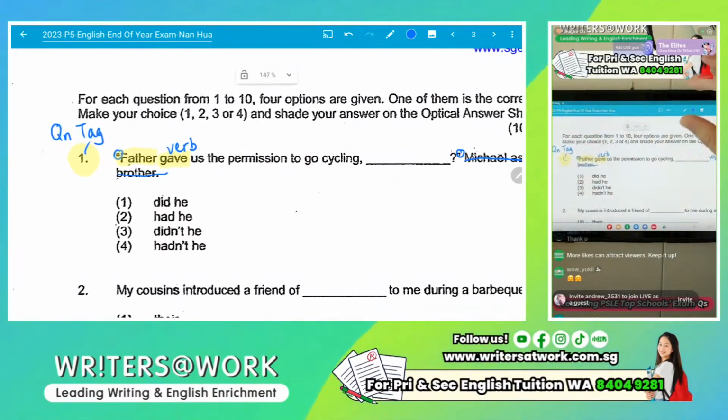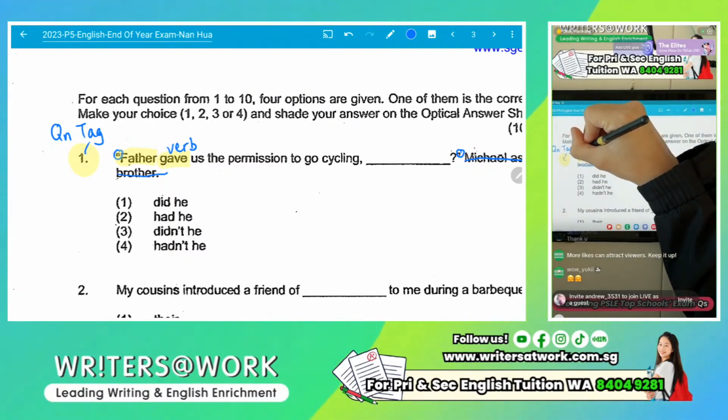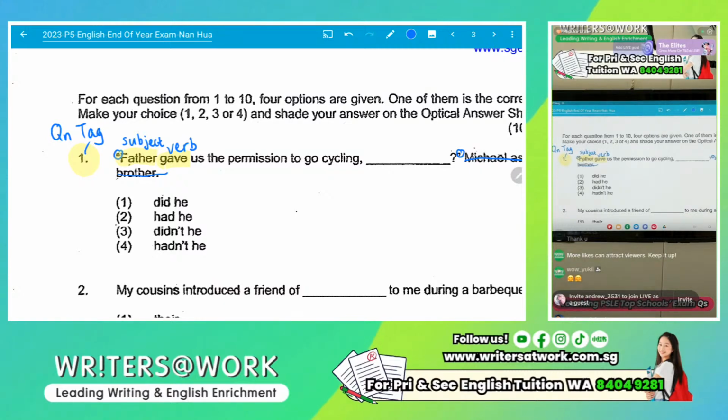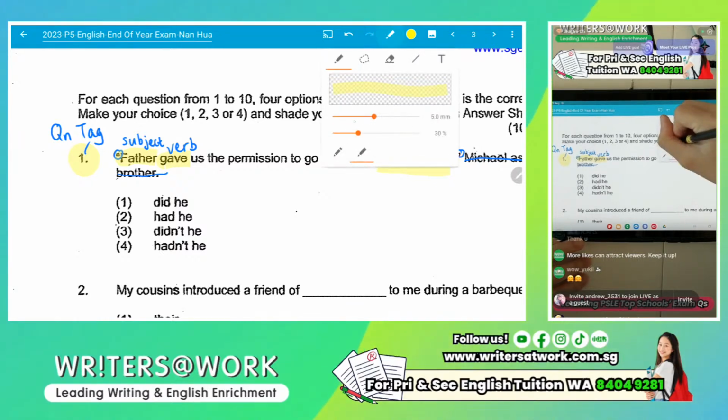This might be a bit tricky to some of us over here. You might know subjects as what you take in school. You have English, math, and science. However, in English sentence construction, the subject is the character or the person who is acting out the verb. In this case here, father is the one that is doing the giving of permission. So he is the subject of the sentence. Father gave us permission to go cycling, blank, he. This second half over here needs to be filled in with a question tag comprising two parts.